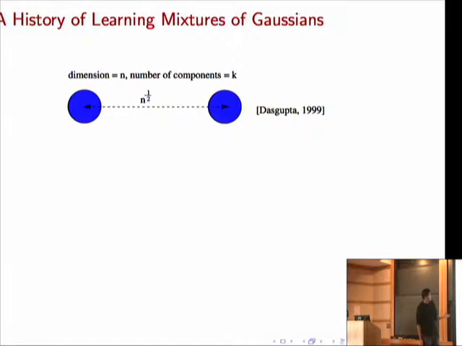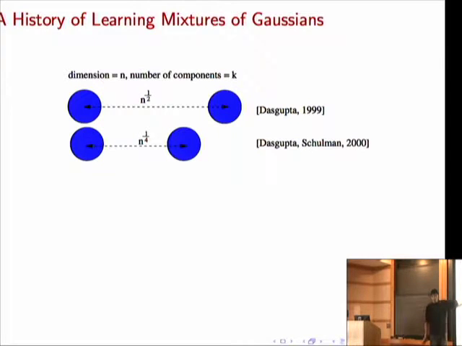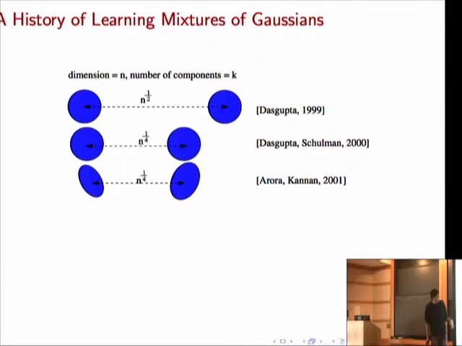In fact, what he required was that the centers of the Gaussians be separated by at least square root of n times the largest variance in any direction. So the components really needed to be very far separated. And the separation condition was later improved by Dasgupta and Schulman to n to the 1/4. And subsequently, Arora and Kannan used isoperimetric inequalities to generalize this to mixtures of non-spherical Gaussians. And unfortunately, for the techniques used in these three papers, this actually was the barrier to those techniques.